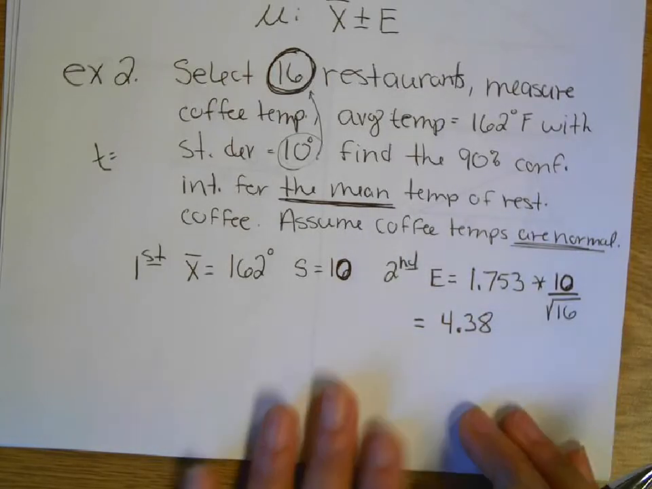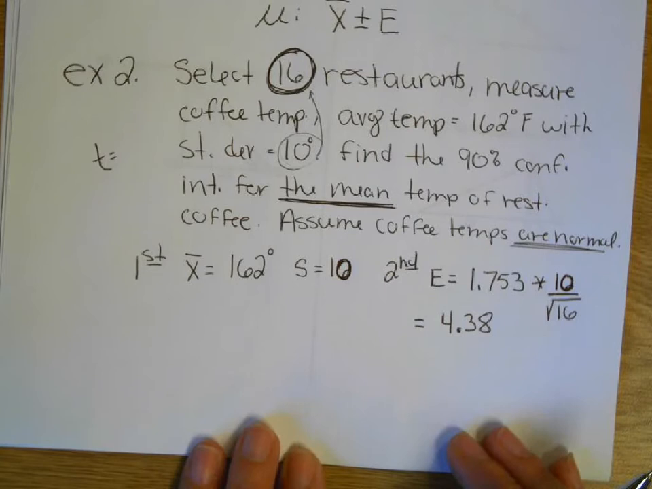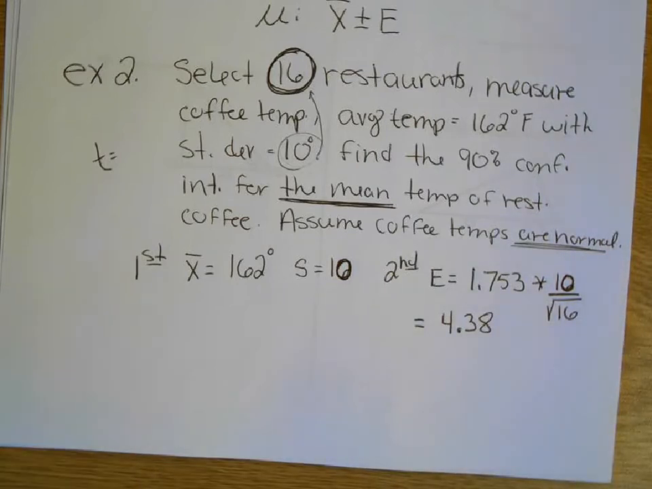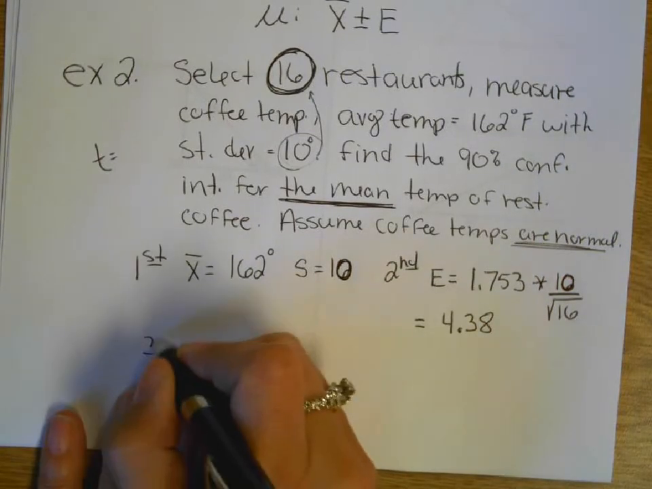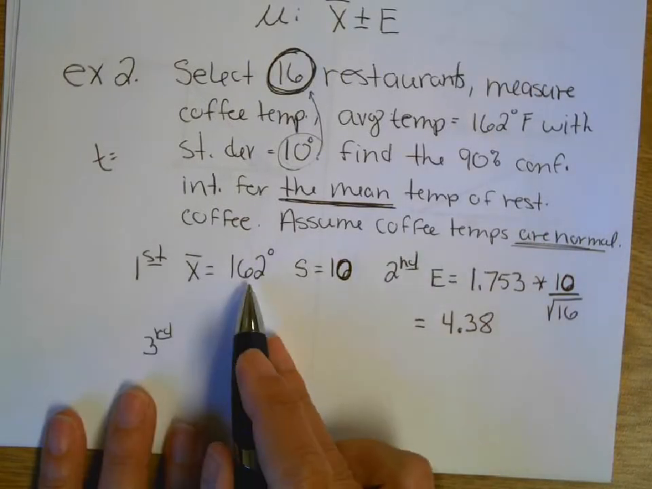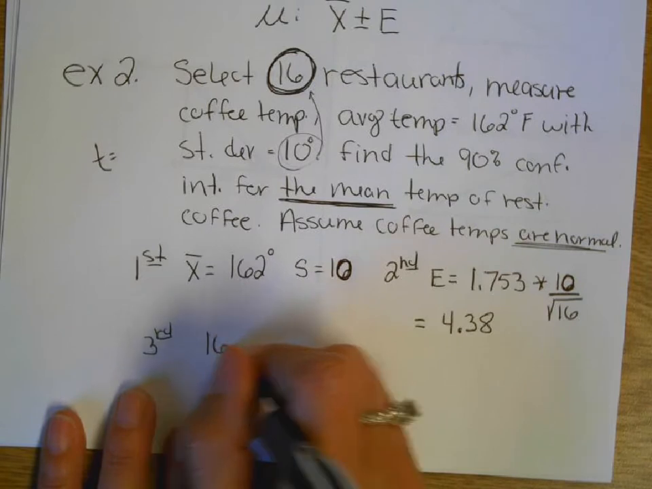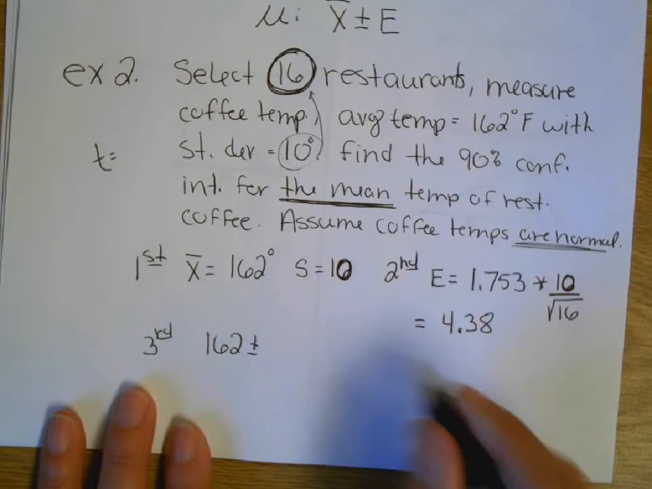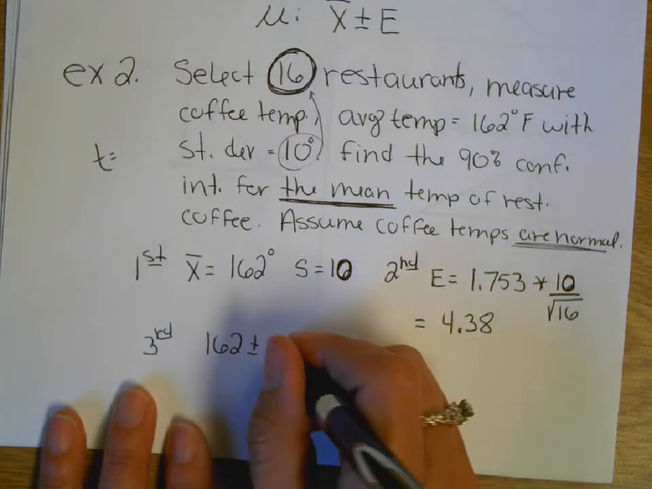Okay, and now you're ready to write the interval that you're confident you expect all restaurant coffee temperatures to fall in between. So you take the sample mean of 162, then you add and subtract that max error that we just found.